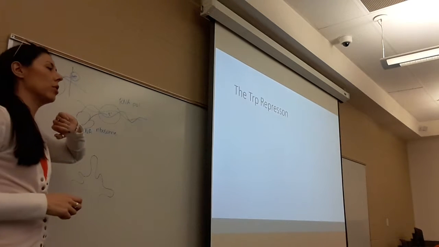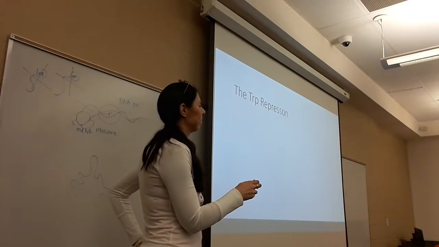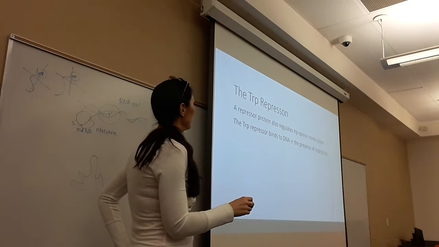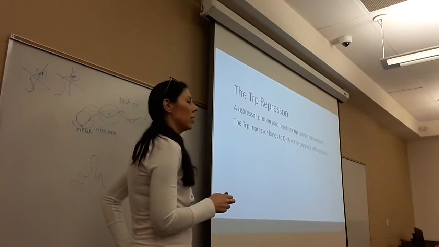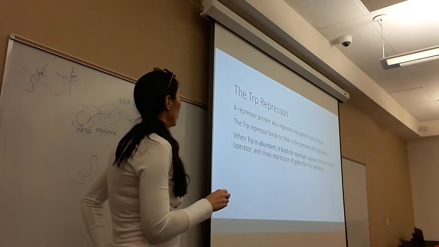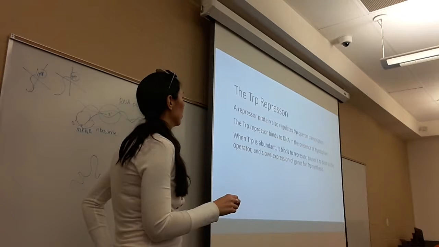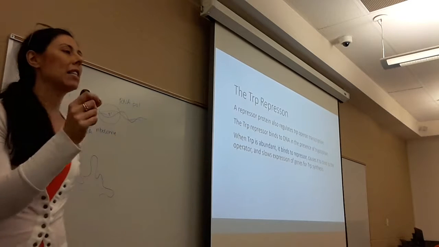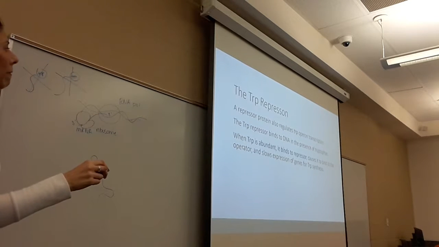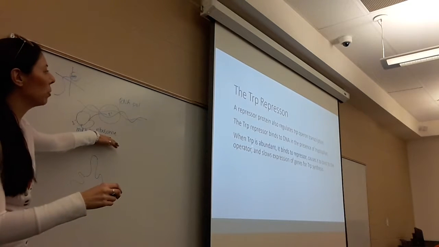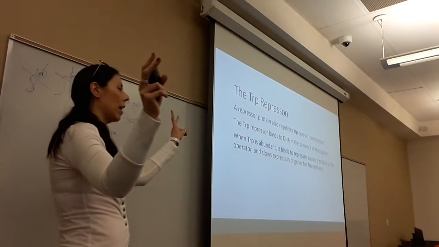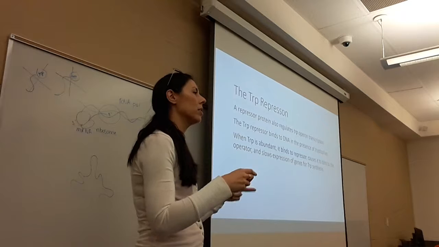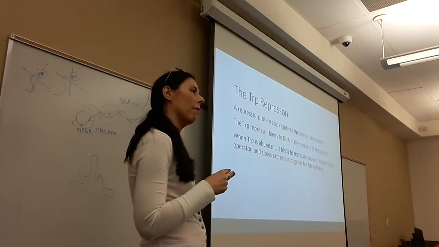In addition to that regulation, the trp operon also has a repressor. In the presence of tryptophan, the trp repressor binds to DNA. When trp is abundant, the repressor binds to the operator, and it slows down expression. That's another mechanism to prevent the operon from being on if there's plenty of tryptophan around. So bacteria are using two different mechanisms for the same thing, to make sure the operon is on when you need tryptophan and off when you don't.